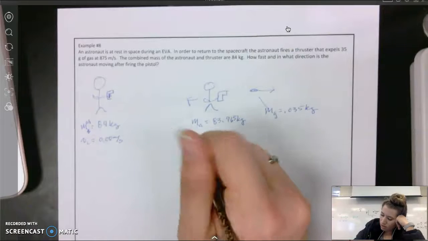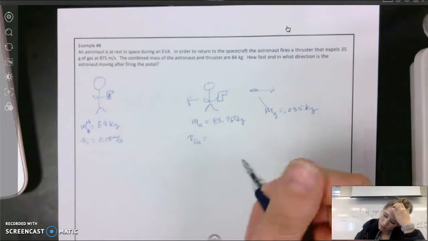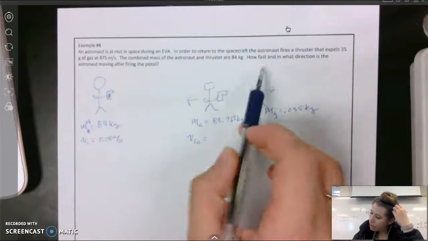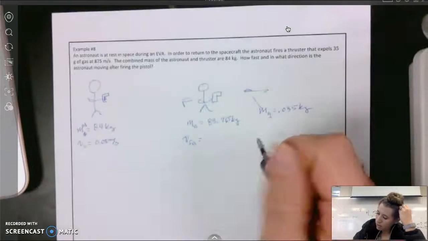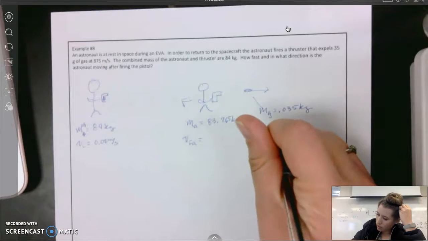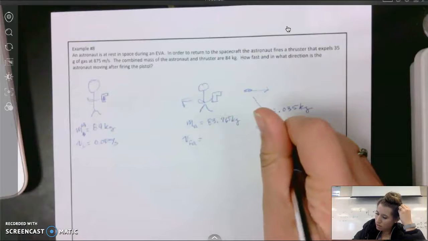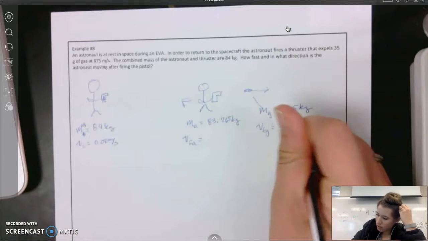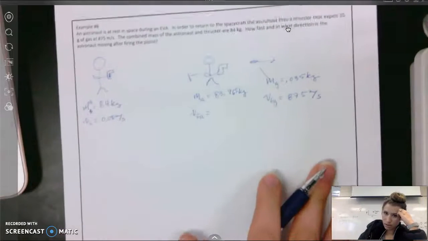And the velocity final of the astronaut. That's what we're looking for, right? How fast and in what direction is the astronaut moving? And then we know that the velocity final of the gas is a positive, because we're calling this a positive direction, 875 meters per second. Okay.